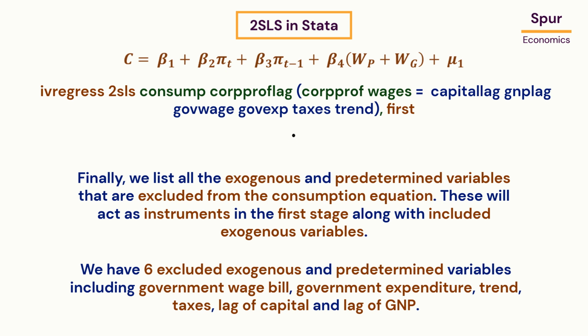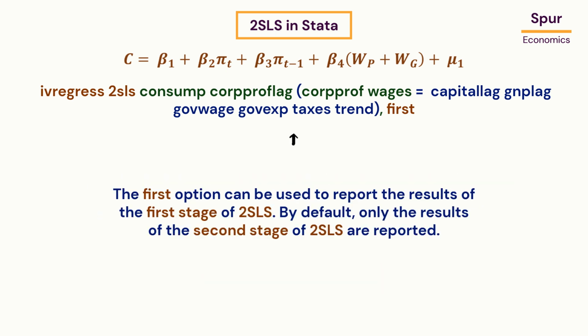We have 6 excluded exogenous and predetermined variables including government wage bill, government expenditure, trend, taxes, lag of capital and lag of GNP. The first option can be used to report the results of the first stage of 2SLS. By default, only the results of the second stage of 2SLS are reported.